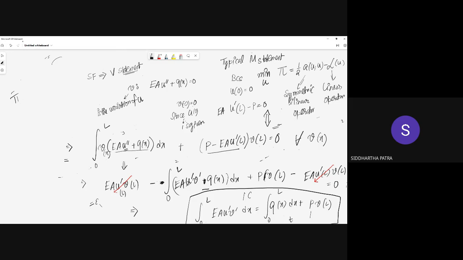And the typical variational statement would look something like this. The variational statement would be A(u,v) equals L of v for all v. So this one is important. The arbitrariness of v is important.